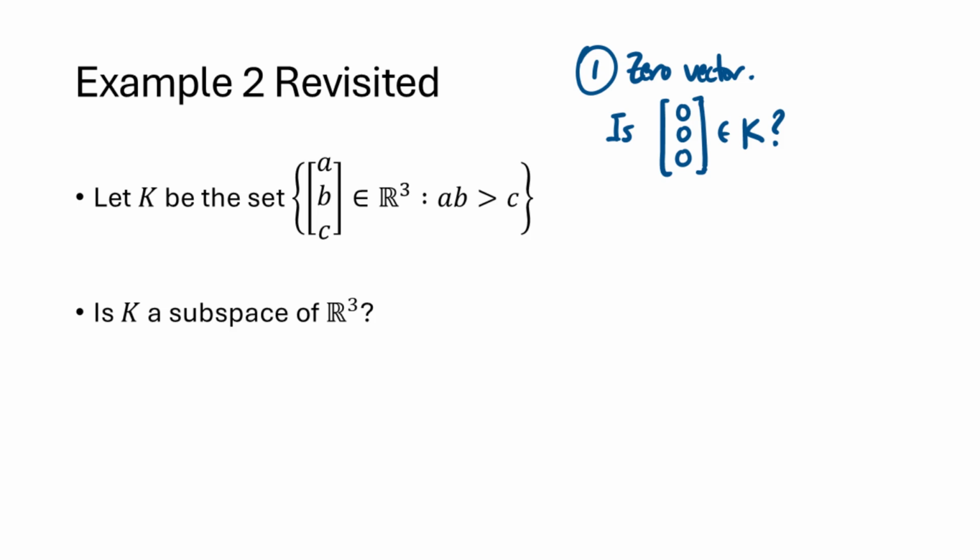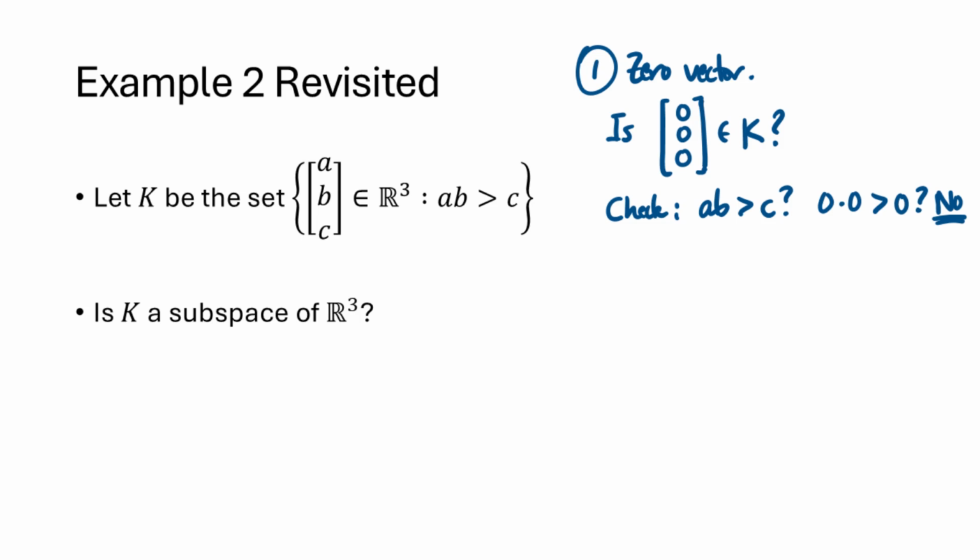First, we need to ask ourselves whether the 0 vector is in K. Well, to check whether a vector is in K, we have to check the property. And in this case, we check whether a times b is greater than c, whether 0 times 0 is greater than 0, and we know that that's not true, which means that the 0 vector is not in K.